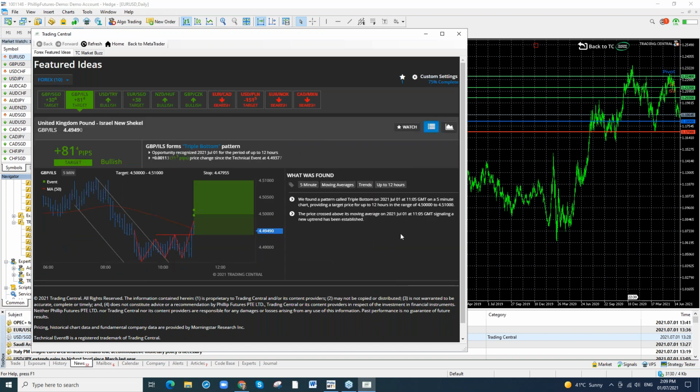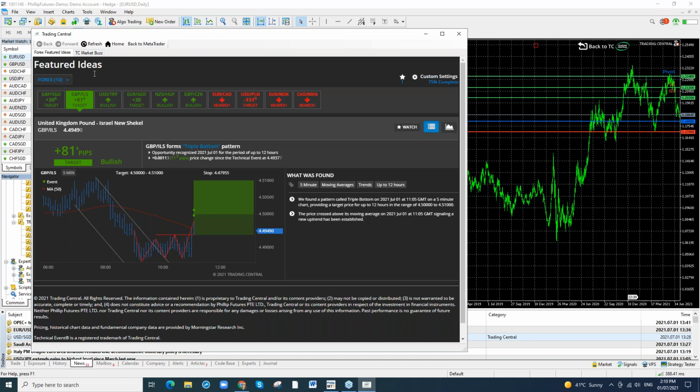That's another one. Additionally, we have some educational bits here. So if you just hover over with your mouse, you can learn more about the specific pattern that was found by this tool. So Feature Ideas is a purely technical analysis tool.